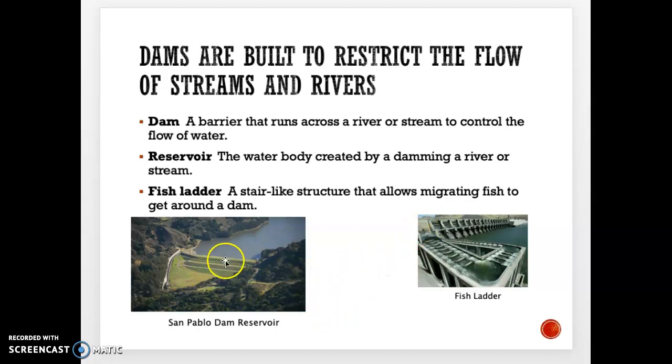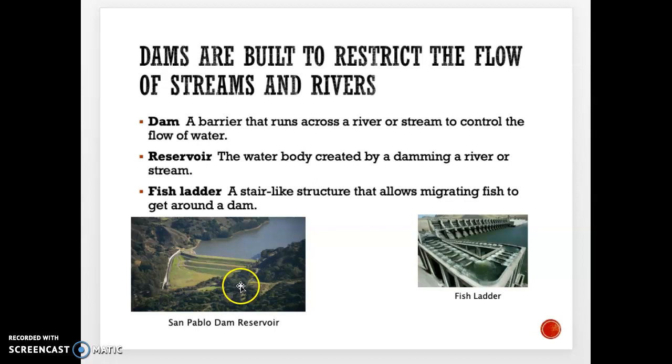Over here on the left, we have a picture of the San Pablo Dam Reservoir, which is right in our backyard. It's less than half an hour away, and maybe someday you'll be able to go there for recreational purposes. You can rent boats there, go fishing. They actually row on this lake. There are rowing teams that use the lake. But it's a huge recreational area, and it's right in our backyard.